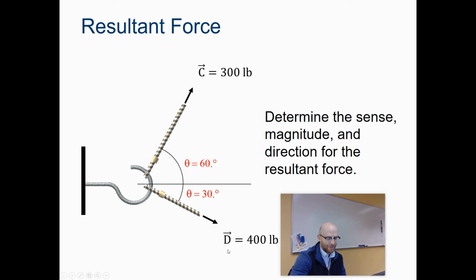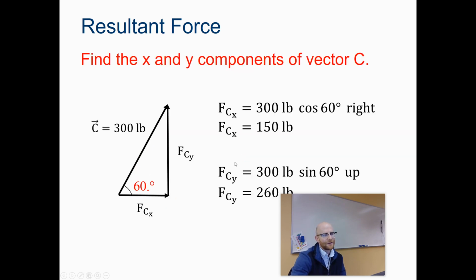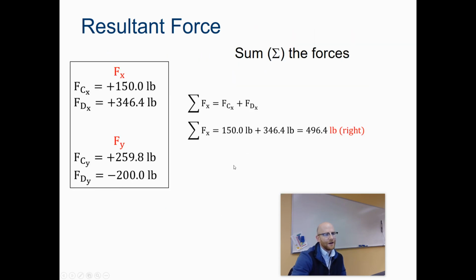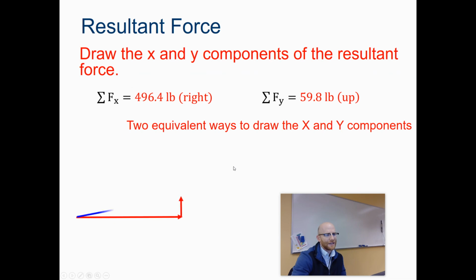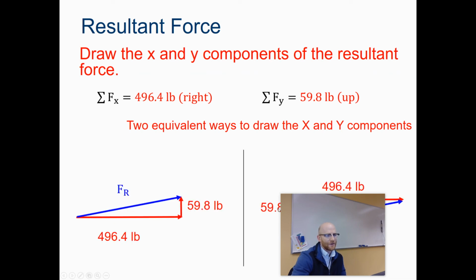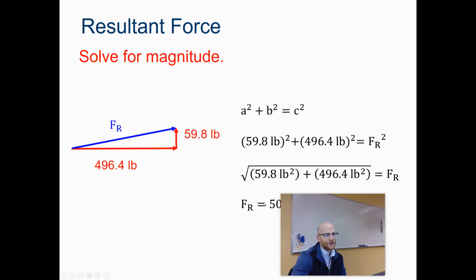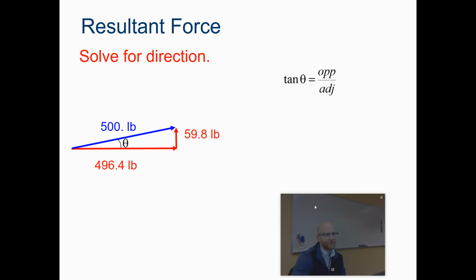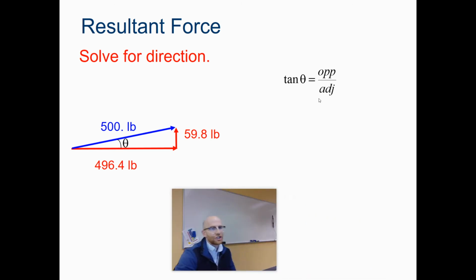So on the d vector, vector d. So we're going down here, we're going back, and we're trying to find not the degrees, but the direction of our resultant force. This is where tan comes in, the tangent. So we know opposite, we know adjacent, but we don't know theta. Well, opposite over adjacent, we can do that. That's just 59.8 over 496.4, right?